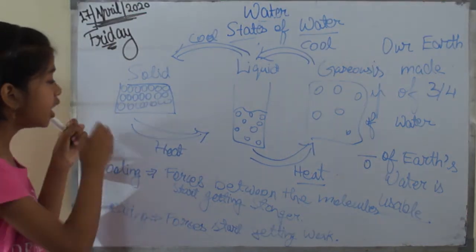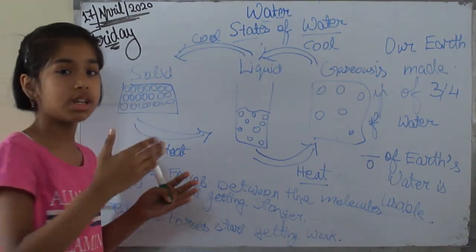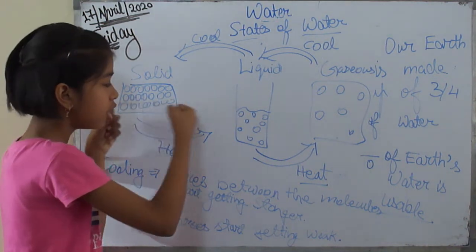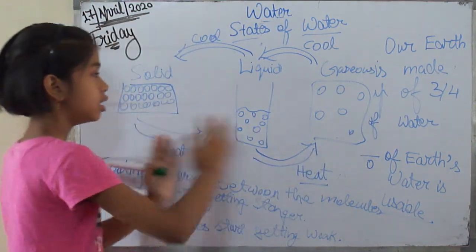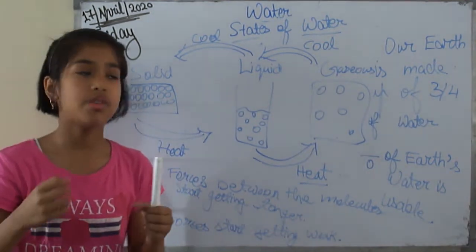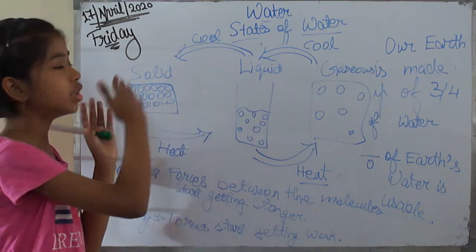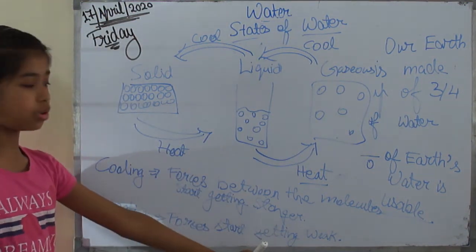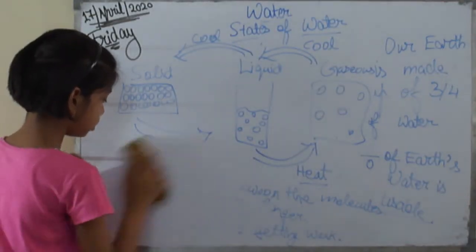Like this, if I heat that, the forces between the molecules start getting weak. They start weakening, and you can see the molecules get far from each other. This was the whole reason why when we heat the water, it turns into that, and when we cool the water, it turns into that. So I think you should note down this also. So let me erase this.